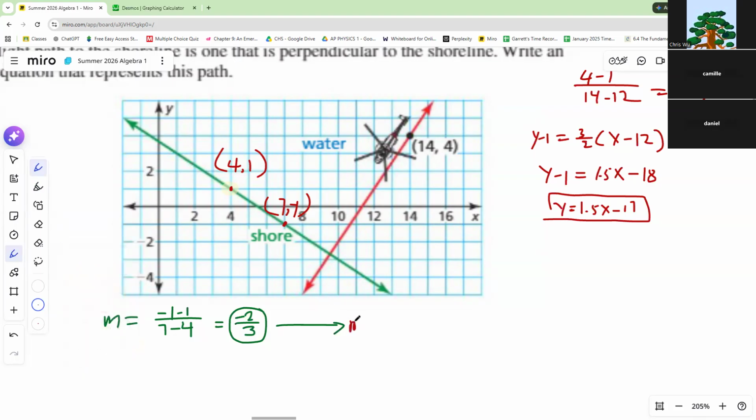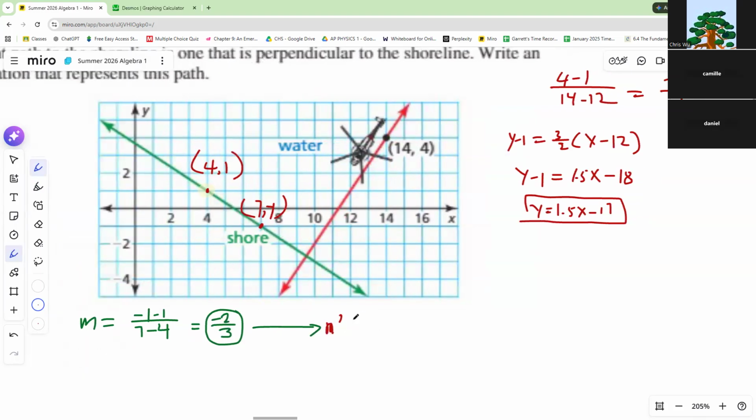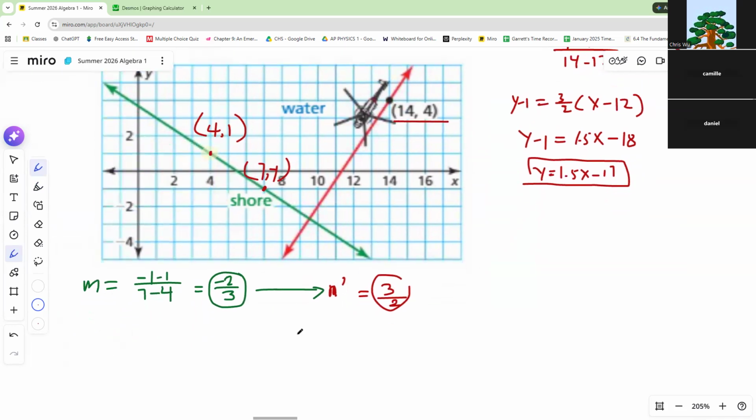The m of the red line is called the m prime. It needs to be the negative reciprocal. So the negative reciprocal of that will be 3 over 2. And that's exactly what we had earlier. So then I can go, oh yeah, I need a line that has a slope of 3 over 2 and I need the point (14, 4).